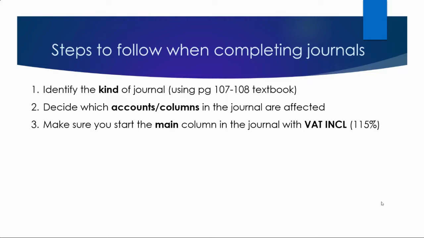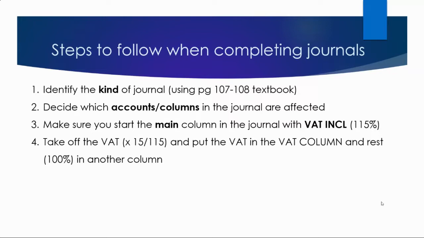Then you start with the main column. So if it's a cash journal, the main column would be cash or bank. Petty cash would be petty cash. If it is a debtors journal, it would be debtors control. Now remember, the main column is always inclusive of VAT. Then you take the VAT component out by multiplying with 15 over 115, and then the remaining amount you put in the rest of the other column that you've identified, which is not the VAT column.